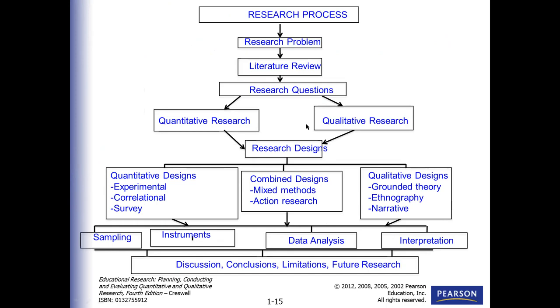This is another pictorial view of the research process. The research problem comes first, then the review, then questions. When we talk about quantitative, it's different. When we talk about qualitative, it's different, right? Quantitative designs are experimental, correlational, and survey. Then you have qualitative, which is grounded theory, narrative, and ethnography. Then you have combined methods, which are mixed methods or action research. I did action research, actually. Then we have instruments, sampling, analysis, and then interpretation.